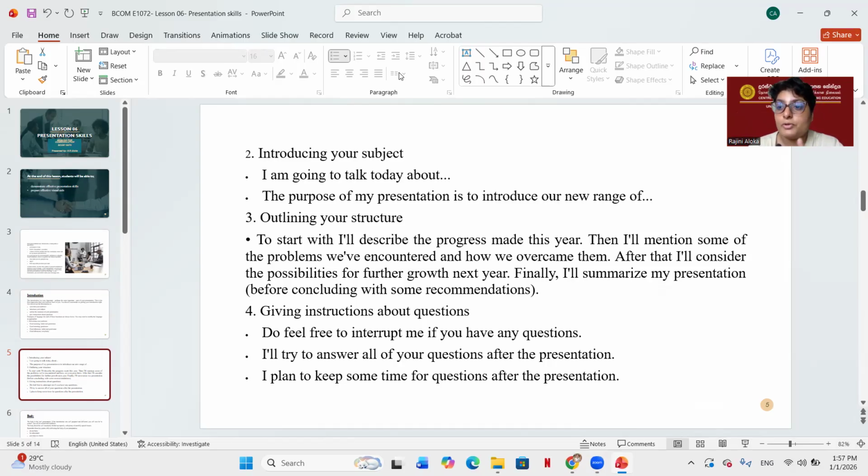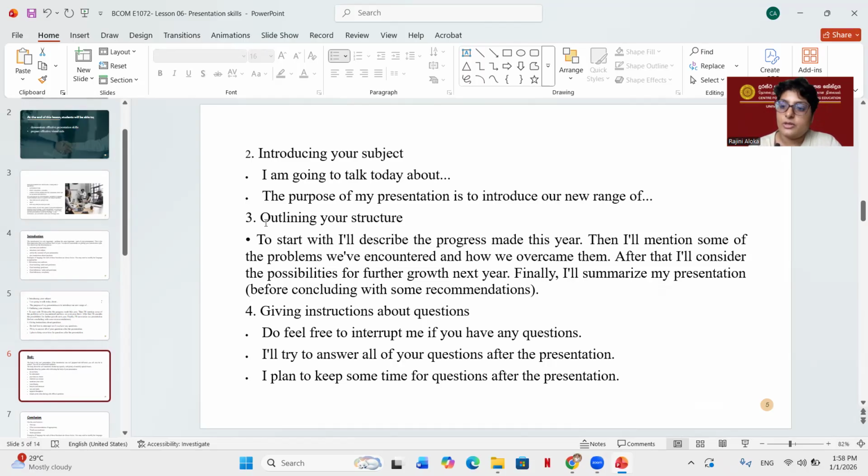If you don't want people to interrupt you during the presentation, you can say, I'll try to answer all your questions after the presentation, or I plan to keep some time for questions after the presentation. You will get a Q&A round after the presentation is done. So keep your questions for the Q&A round. You have to mention this in the introduction itself. Otherwise, if you don't want to be interrupted and people interrupt, it will be a problem. So that is about the introduction.